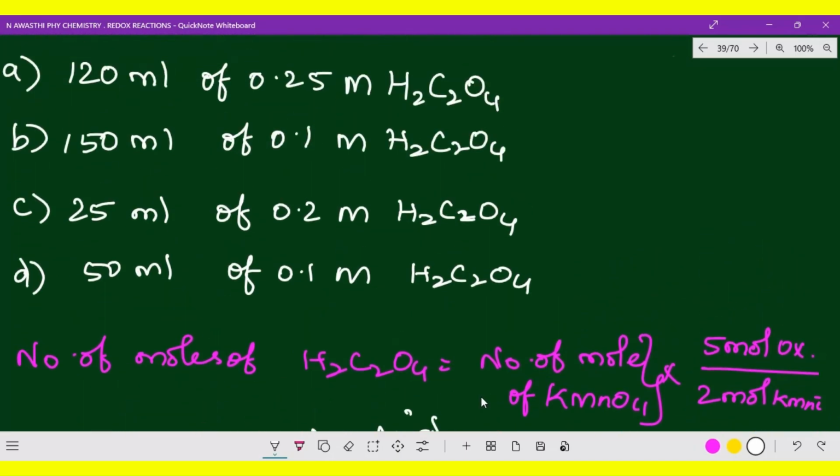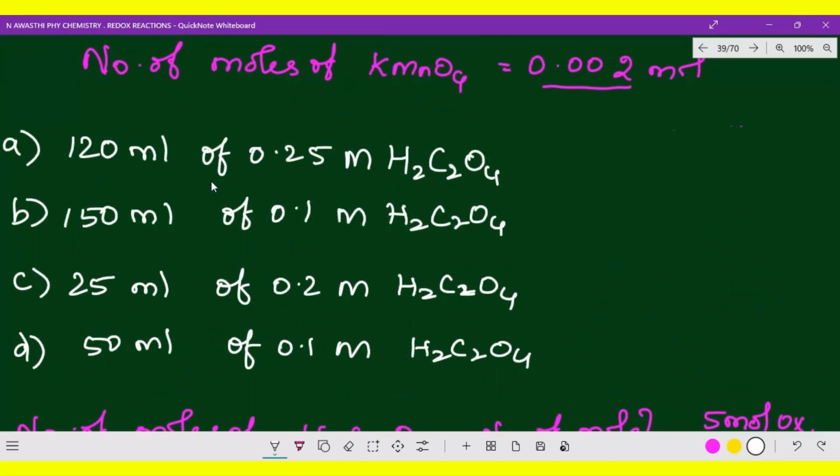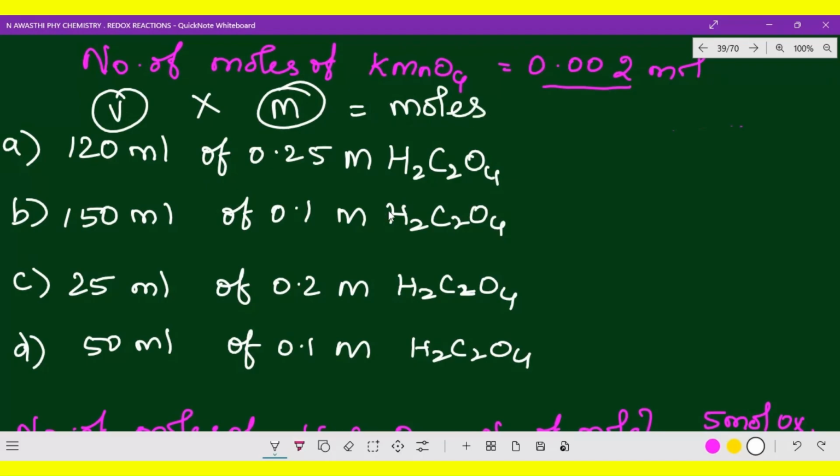Now the options I have written clearly over here. They have given volume and they have given molarity. When we calculate volume and molarity, we will get the number of moles. That's all simple. Here they have provided only in ml. We convert it into liter, so 120 ml becomes 0.120, into 0.25 molarity as it is. Only the volume in ml we have to change into liter. So what answer will you get? 0.03 mole. I just mentioned here.